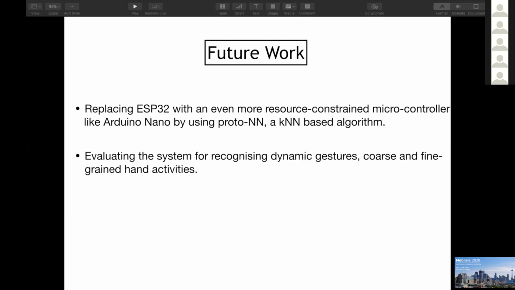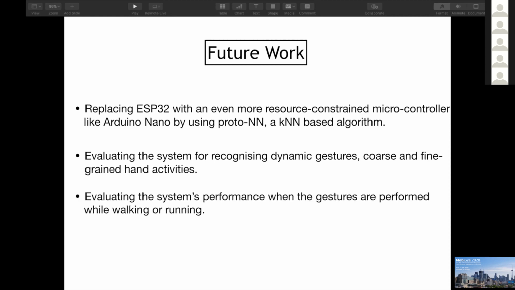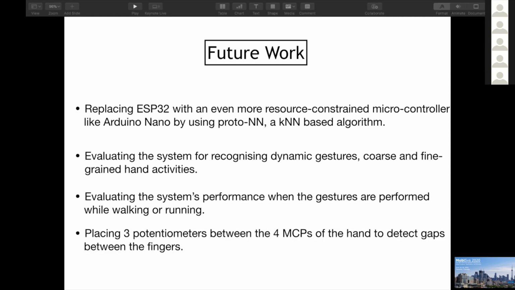We still have to do the system evaluation for dynamic gestures and coarse and fine-grained hand activities as well. We also have to evaluate the system for gestures when they are performed while walking or running or some other task. And of course, we'll be improving the design by placing 3 potentiometers between the 4 MCP joints, so that the glove is able to detect gaps in the fingers as well.